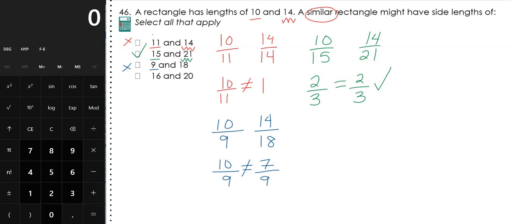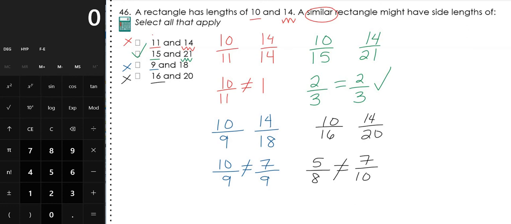Lastly, 16 and 21. Okay, 10 matches up with 16. Those are the shorter sides. And 14 matches up with 20. Those are the longer sides. Let's simplify. 10 and 16 can be divided by 2, so 5 over 8. 14 and 20 can be divided by 2, so we have 7 over 10. Those are not equal. So again, no to the last choice.